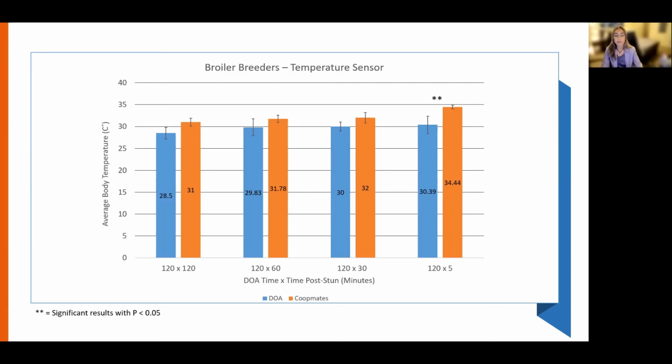For our broiler breeders that had a DOA time of 120 minutes, we could not tell the difference between any of the birds that had been fully stunned, except for when birds were stunned and then we waited 5 minutes until taking temperatures. So this showed that we could prove significant results when simulating an actual controlled atmospheric stunning setup rather than a full truck setup.